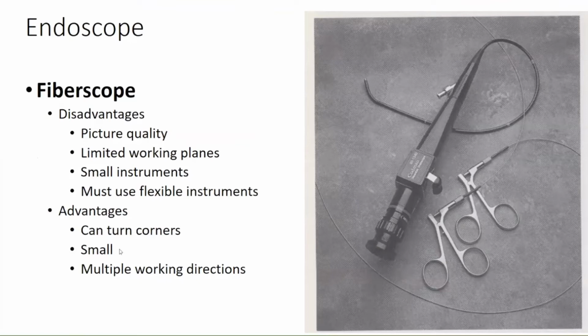On the flip side, you can turn corners. This is really important and relevant when you're doing a choroid plexus coagulation, and when you need to turn the corner from the lateral ventricle and go down to the temporal horn and coagulate the choroid plexus in the temporal horn. Again, it's small and it can maneuver itself through small spaces.